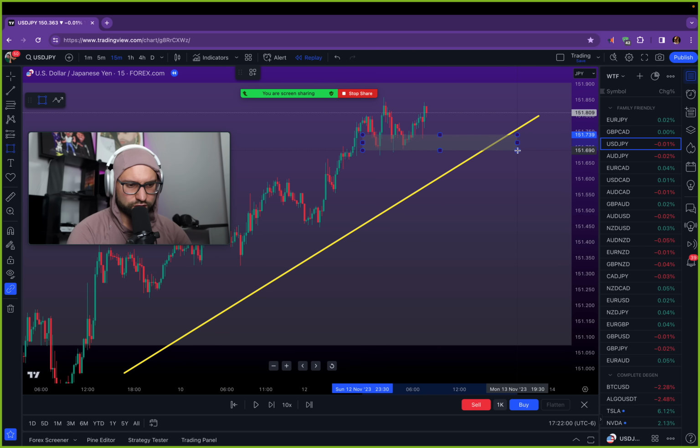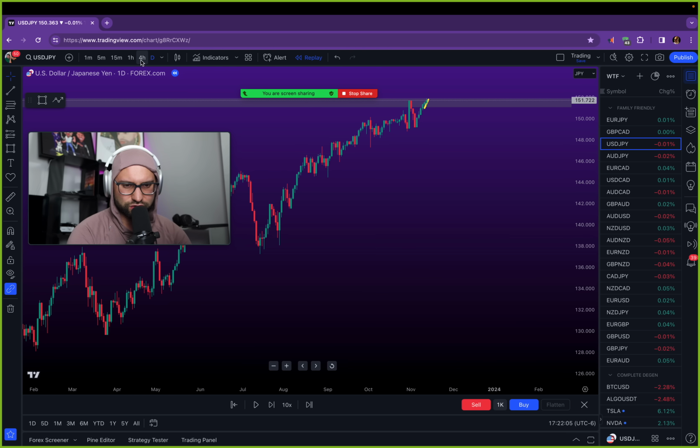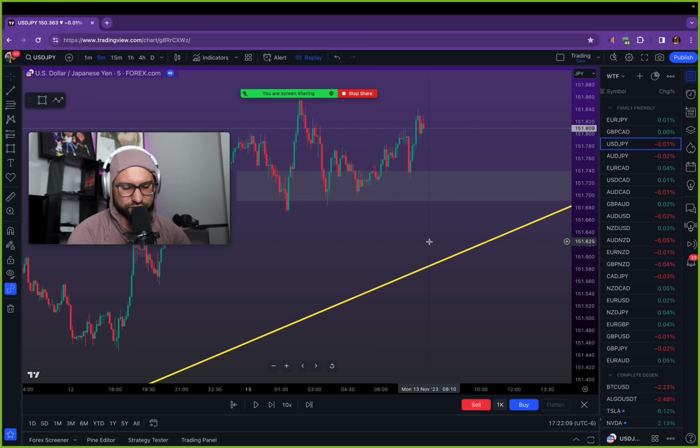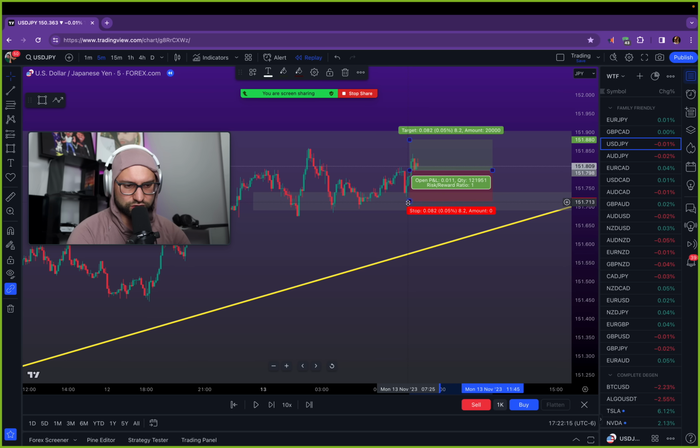So price was going up. Everything from the daily, right? The daily's going up, the 4 hour's going up, the 1 hour's going up, the 15 minute's going up, the 5 minute's going up. So all this was the case, so I entered a buy position as price started going up, and had my stop loss below.